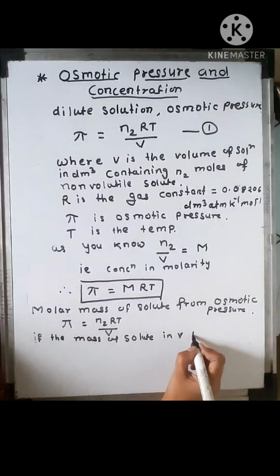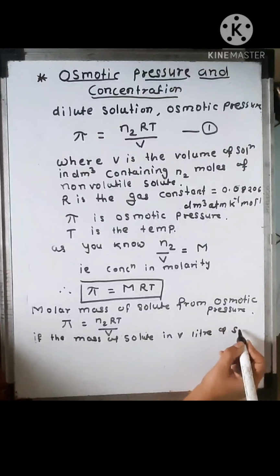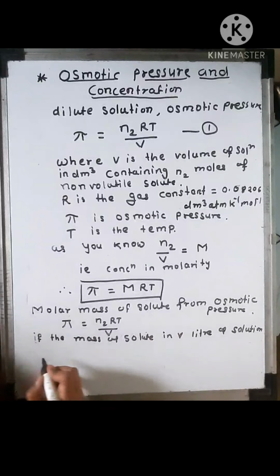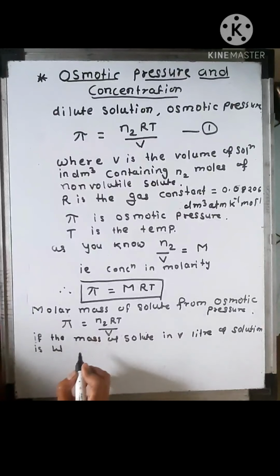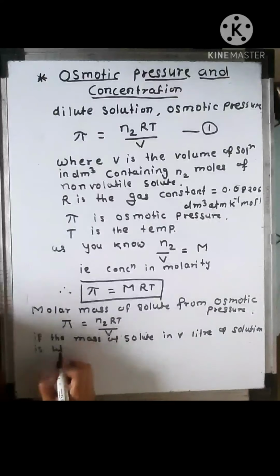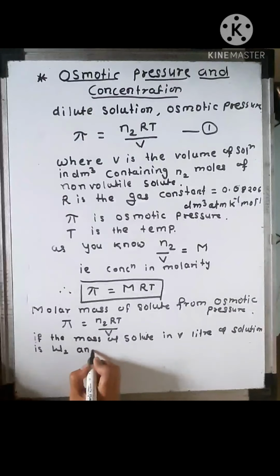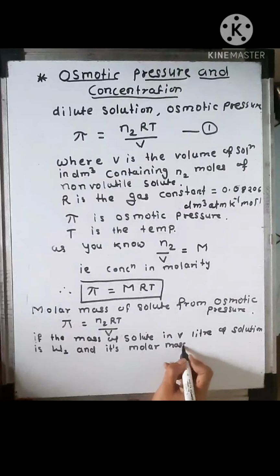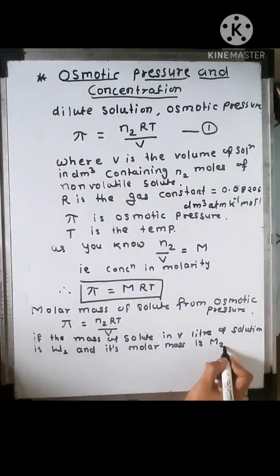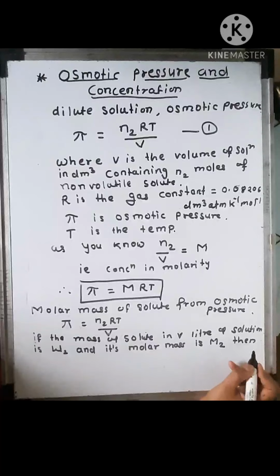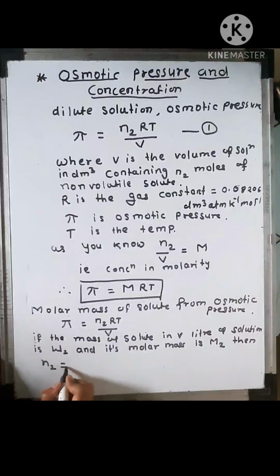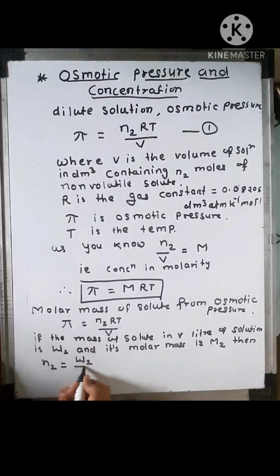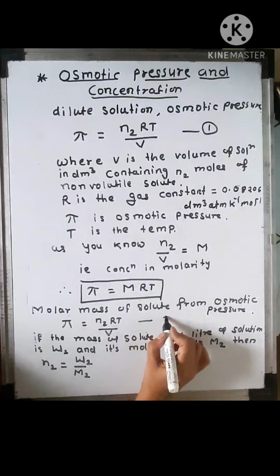If the mass of solute in V liter of solution is W2, and its molar mass is M2, then N2 is equals to given mass upon molar mass, number of moles of solute, and then put this value in equation 1.